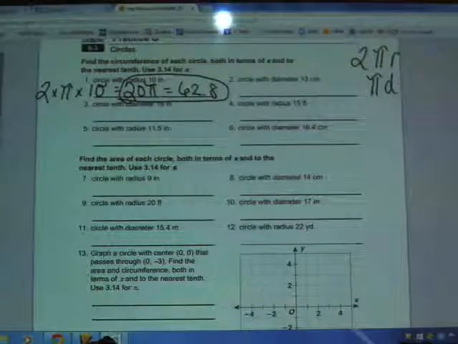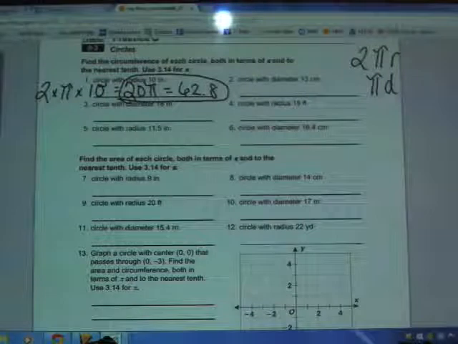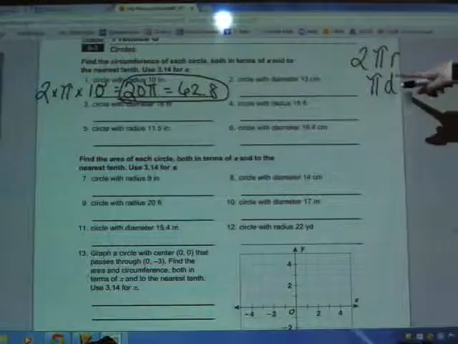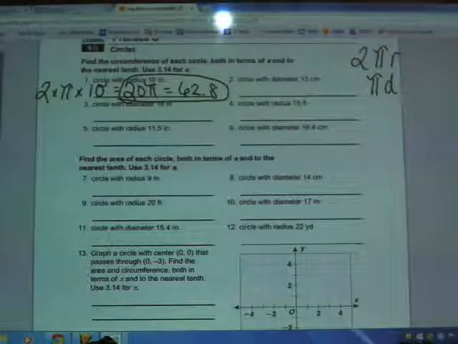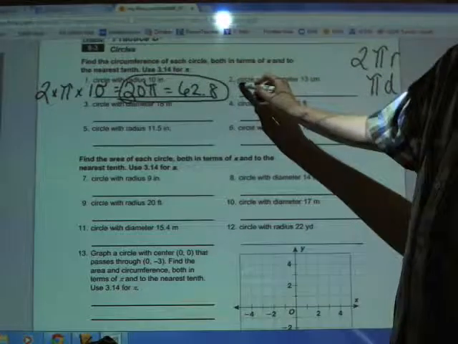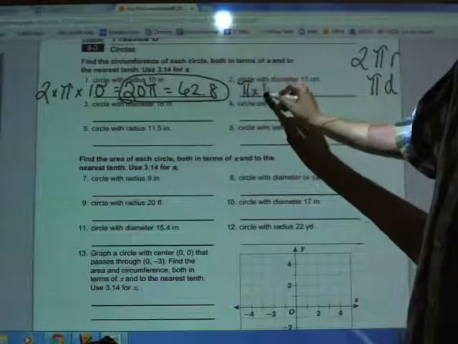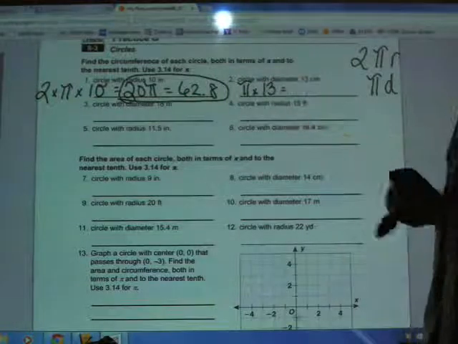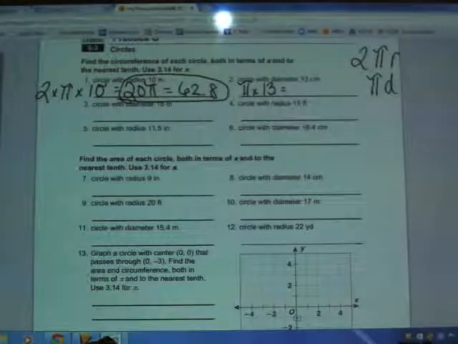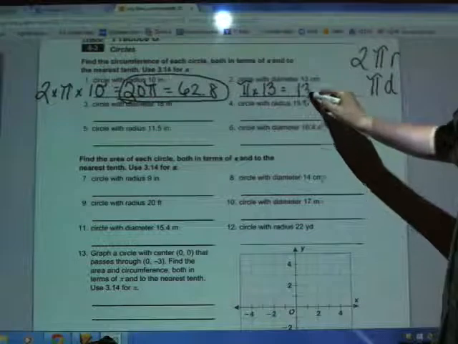Now we'll try that with number 2. Number 2 there, they've given us the diameter instead, so I'm going to use that diameter formula you see up here, pi times the diameter. So that's going to be pi times 13. Well, that's pretty much all the work done already for the one answer. That's just going to be 13 pi.